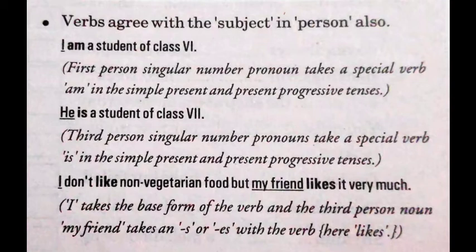If you remember the pronouns that we have studied in previous classes and this class also, with I we use am. With he we use is. So according to the subject's person, we use the verb. For example, I am a student of class 6. He is a student. They are students. So according to that, we use our verbs.